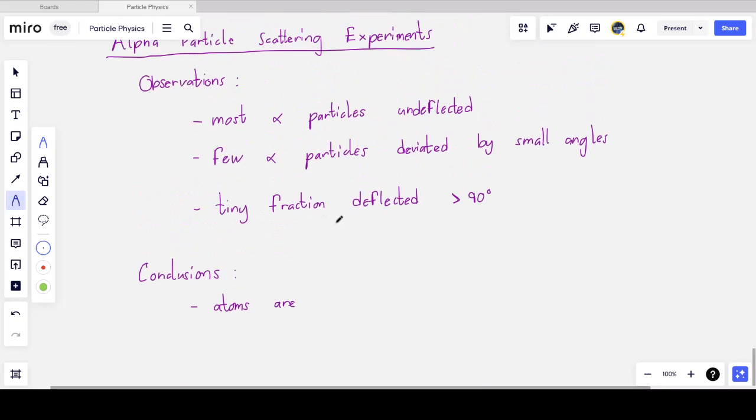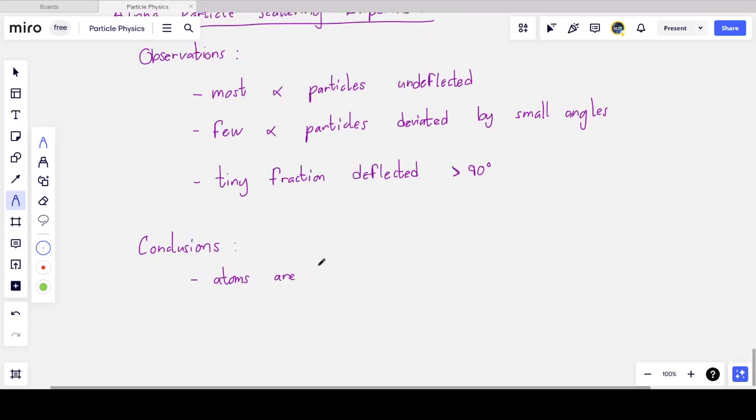If most of your particles are going through undeflected, I can see a physical, complete gold foil, but my alpha particles are not being disturbed by the atoms of the gold. Something strange must be happening. And that strangeness happened because the atoms are mostly empty space. There was no deflection when the alpha particles were moving through because they were moving through empty space, technically.